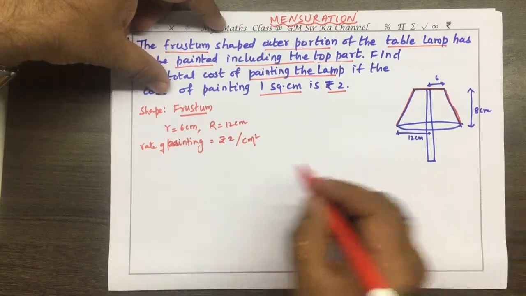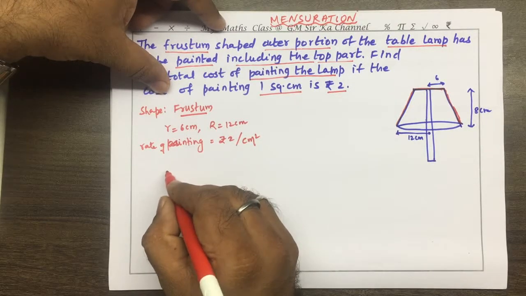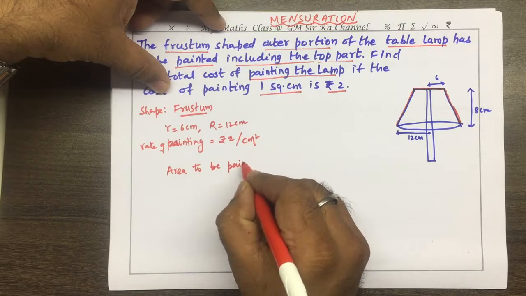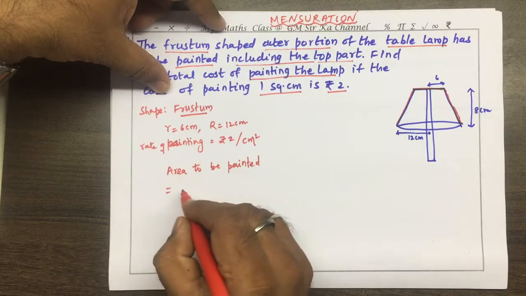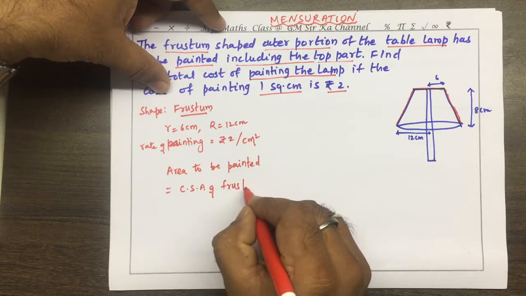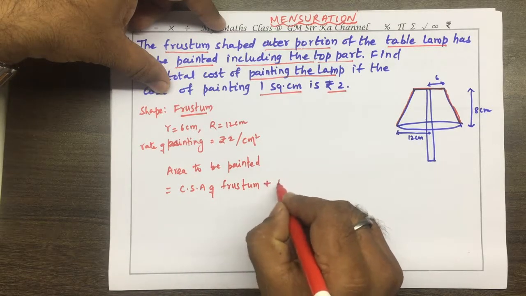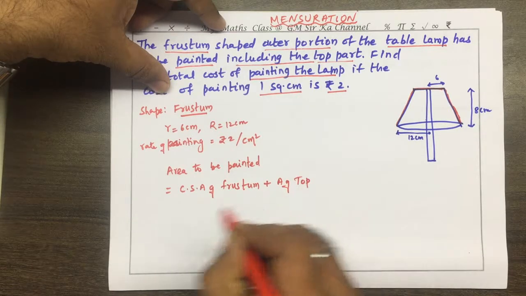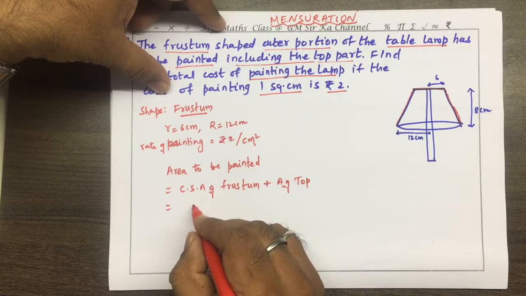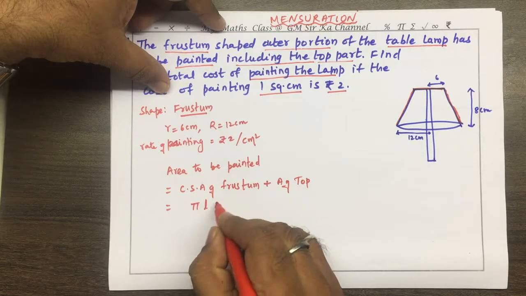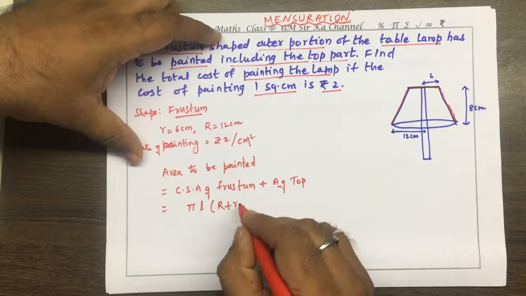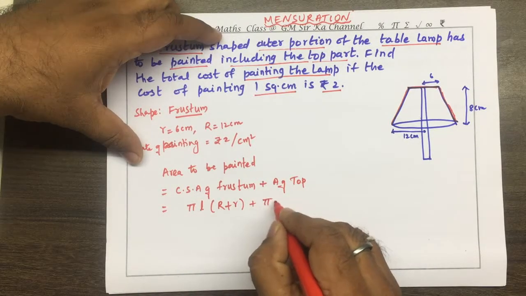So here the area to be painted is CSA of frustum plus area of top. In the CSA of frustum we have pi into L into capital R plus small r, plus the area of top, which is pi small r square.